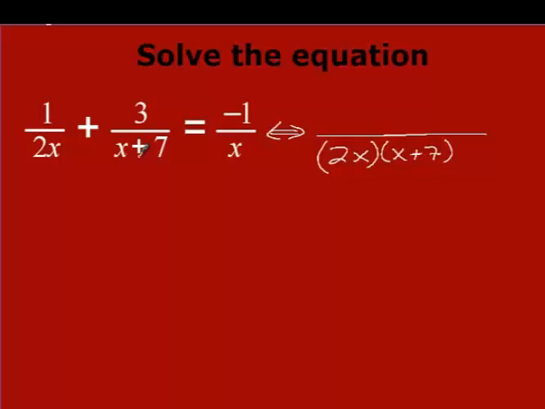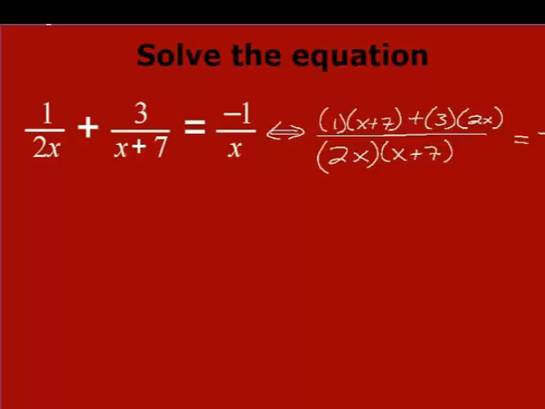So what is in the bottom here that's not in the bottom here? x plus 7. So I have to take my numerator, multiply it by what I added to the denominator. I have a plus sign. My old numerator is 3. What's in the bottom here that's not in the bottom here? 2x. So that has to get added on top as well. And this is going to be equal to -1 over x.